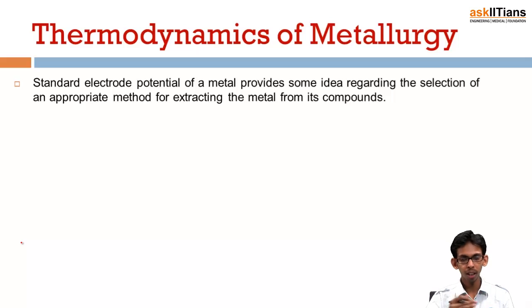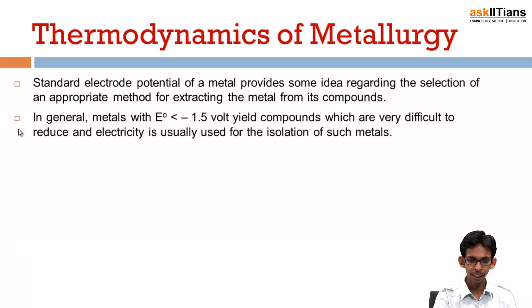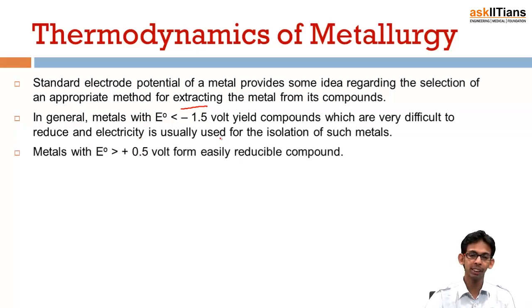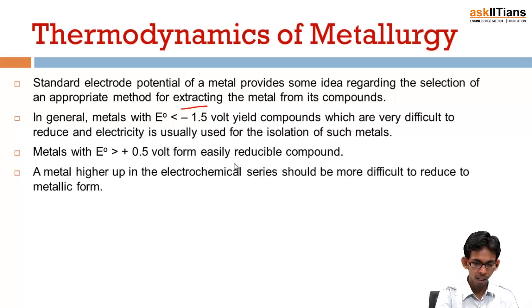So how do we know which metal is more reactive and which is less reactive? This is done by its electrode potential. If the metals have electrode potential more negative than minus 1.5 volt, that means they are highly reactive and very difficult to reduce, and that's why electricity is used for isolation of such metals. But if the electrode potential is greater than plus 0.5 volt, that means they can easily be reduced using carbon or any other reducing agent.